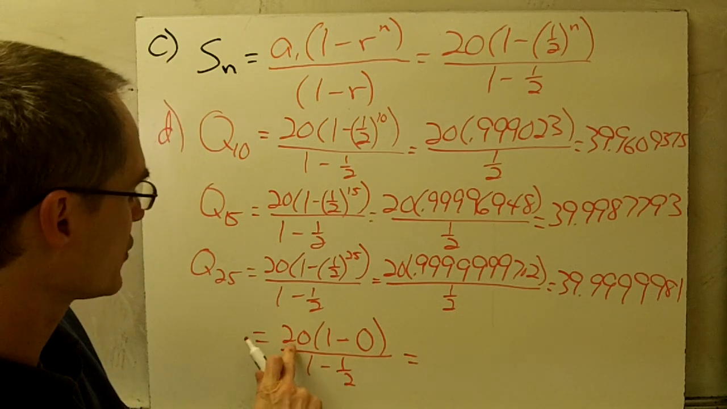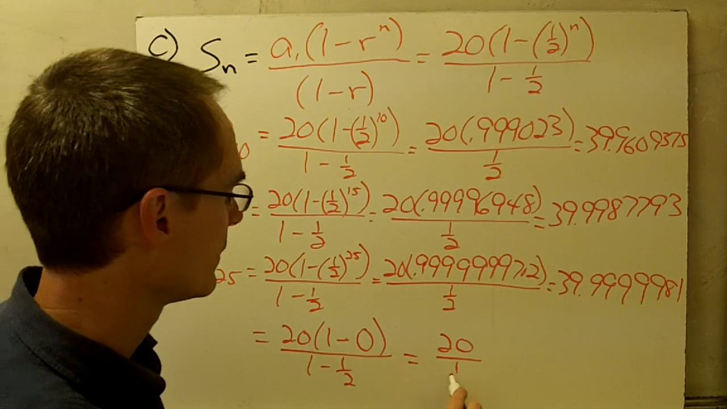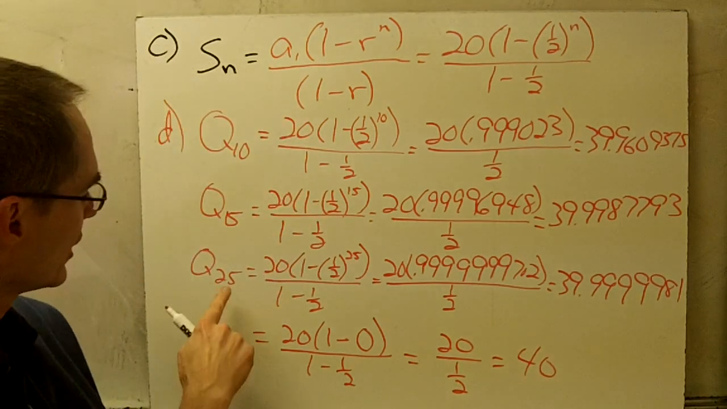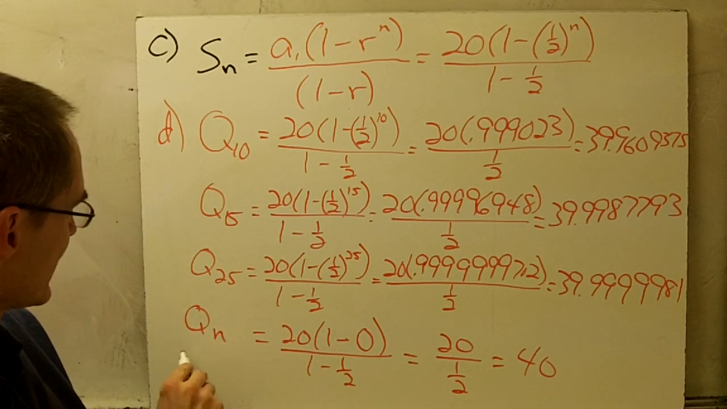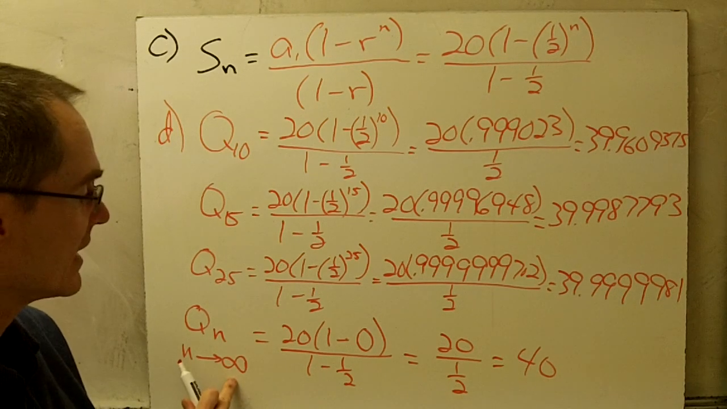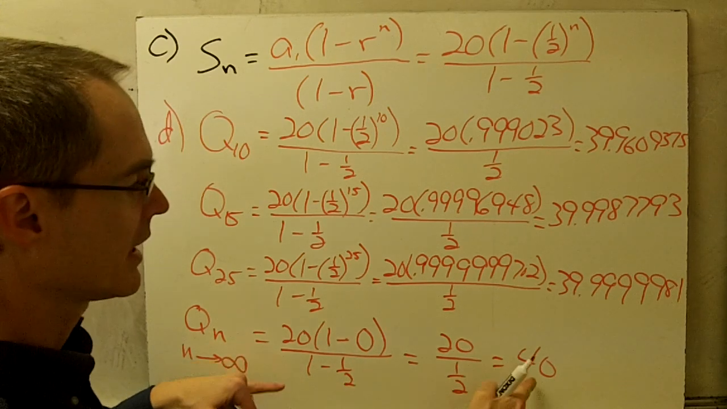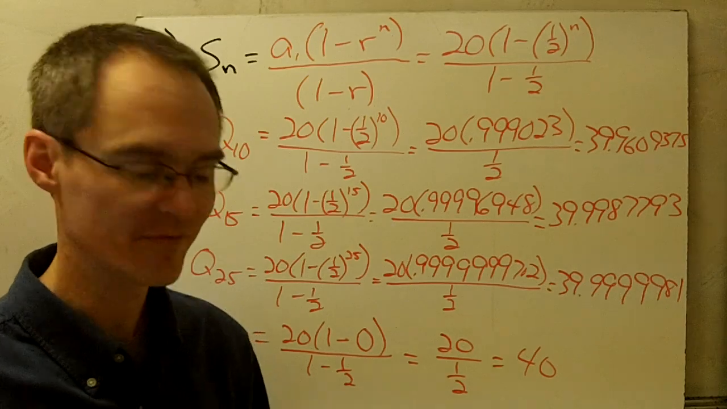And this becomes 20 times 1 divided by 1/2, which is 40. So the larger this number gets, in other words, if I say let n begin to approach infinity, then this formula essentially becomes this formula. And the amount of drug in the body begins to level out at 40.